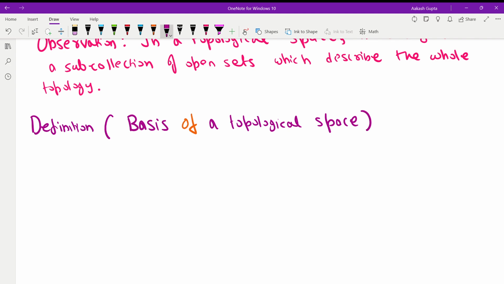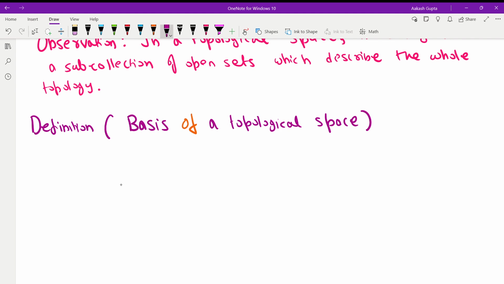I will warn you not to misuse English. It's "of" here, not "for". "For" and "of" are two different English words. This distinction you will never forget in your life from today, from a few lectures onward. So what I am defining is a basis of a topological space.